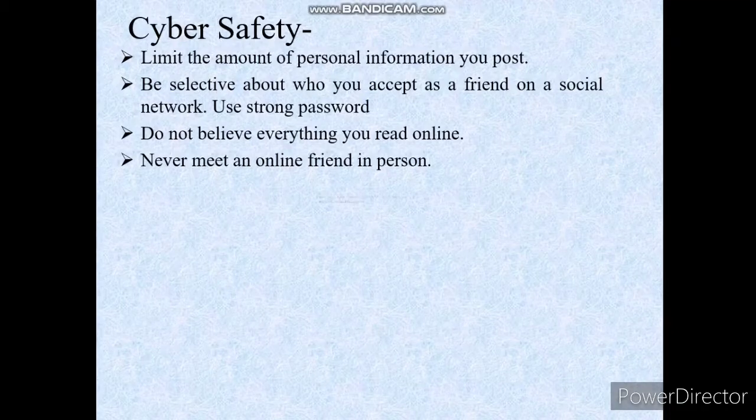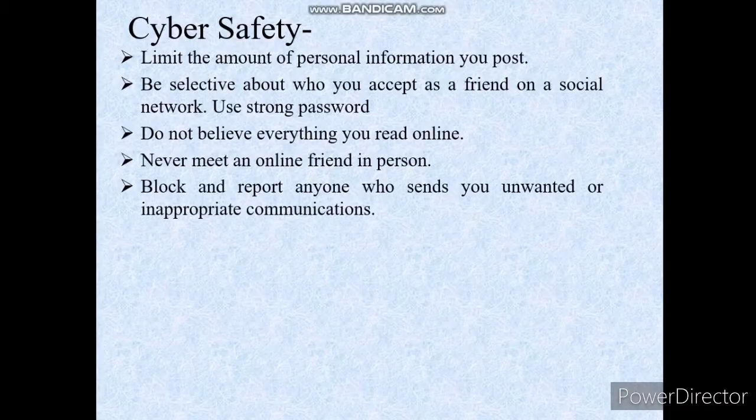Next is block and report anyone who sends you unwanted or inappropriate communications. If anyone sends you unwanted messages and inappropriate content, then block that person immediately and inform your parents or elders or anyone. Right?